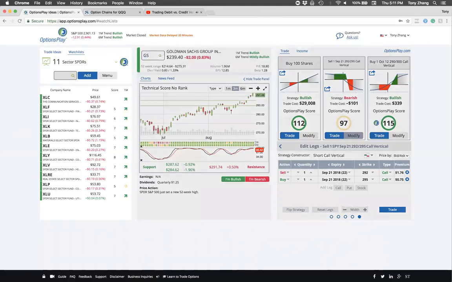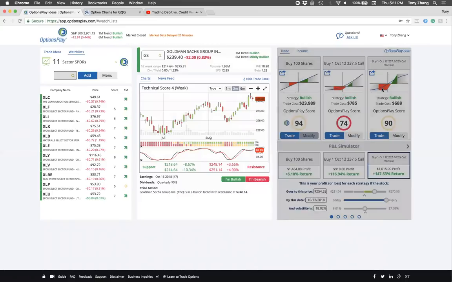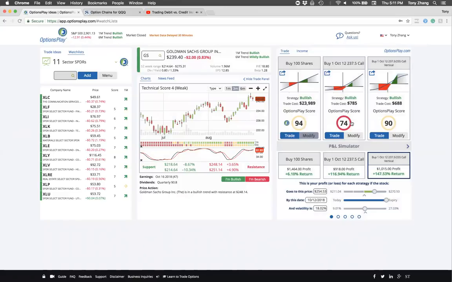If you're looking at a stock like Goldman Sachs, as you'll see, you usually get pretty good options play scores, and the options play score is usually a pretty good gauge of liquidity. As you can see, a score of 74 is obviously not very good. 90 is a little better.